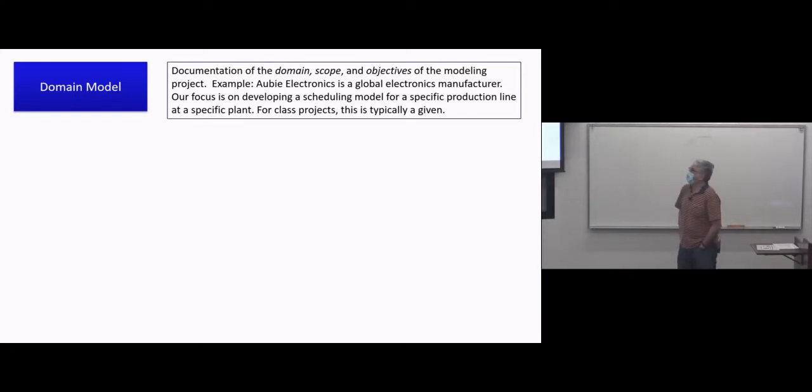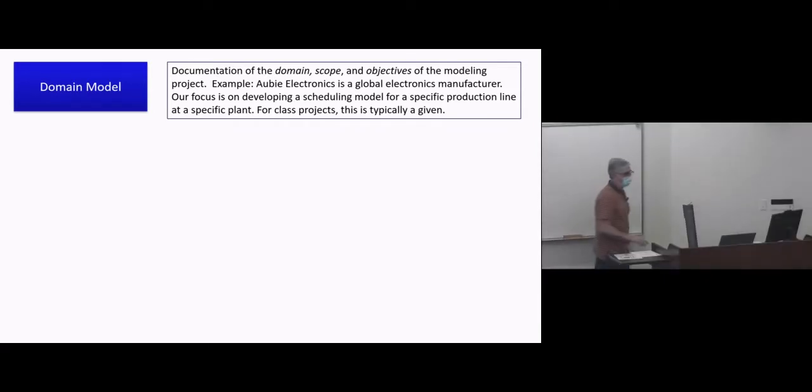So I start out with something called a domain model. A domain model really is the scope and objectives of the modeling project. Typically, this domain model is developed with the stakeholders. So I'm doing a project for a company, and I'm working with the company to figure out what they're trying to do. The model we're doing for case study 3 is Albi Electronics, the global electronic manufacturer. But our focus for this project is developing a scheduling model for a specific production line and a specific plant. That's scoping the project and then developing a set of objectives, and that's what we call the domain model.